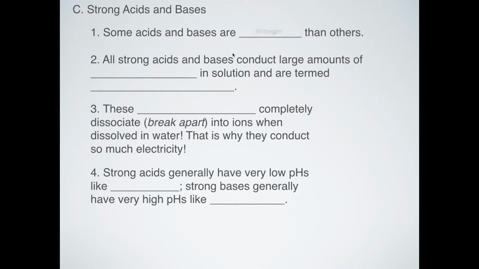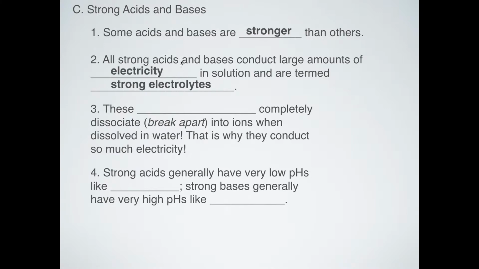Now, what's something else that we need to know? Some acids and bases are stronger than others. You have really strong acids and you have weak acids. You have really strong bases and you have weak bases. So what do strong acids and strong bases have in common? The first thing is the amount of electricity that they produce.